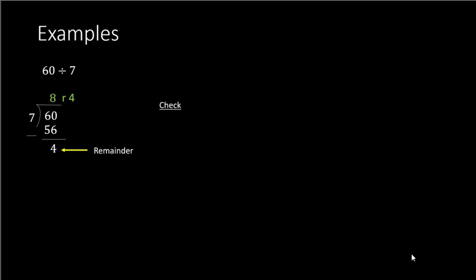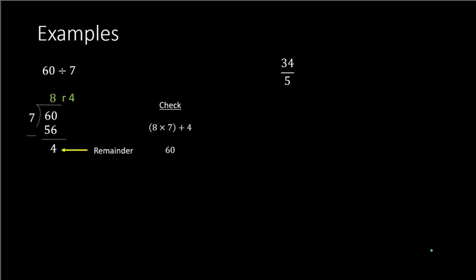And if we wanted to double check our work, what we can do is we take the 8 times the 7, so 7 times 8, and then we add the remainder of 4. So 7 times 8 plus 4, that would be 56 plus 4, which would be 60. So because 60 here matches with 60 over here, that means we do have the correct solution.